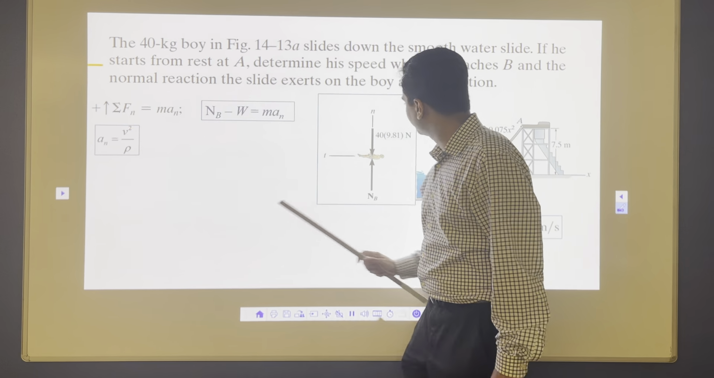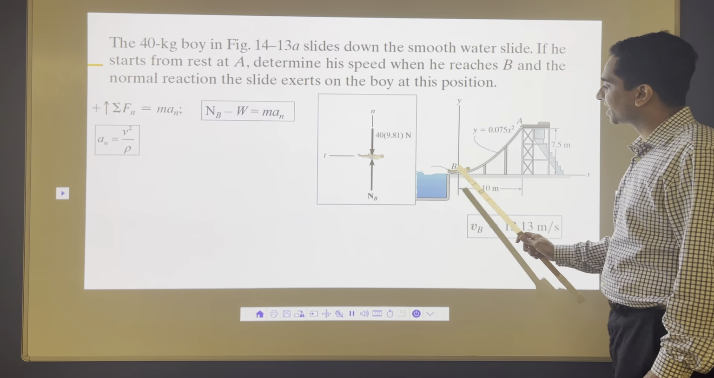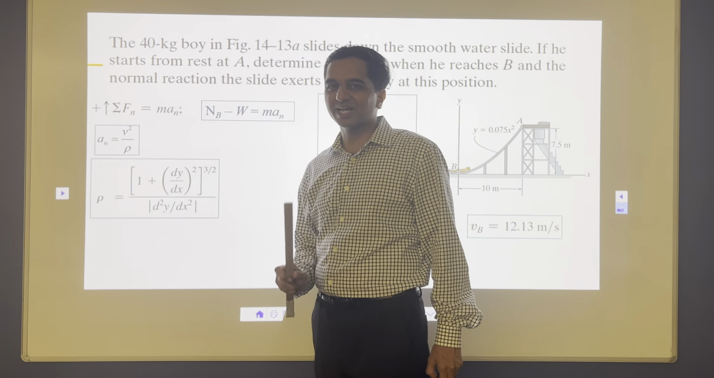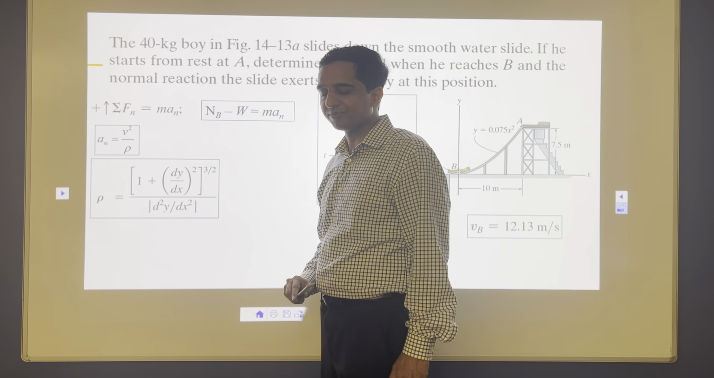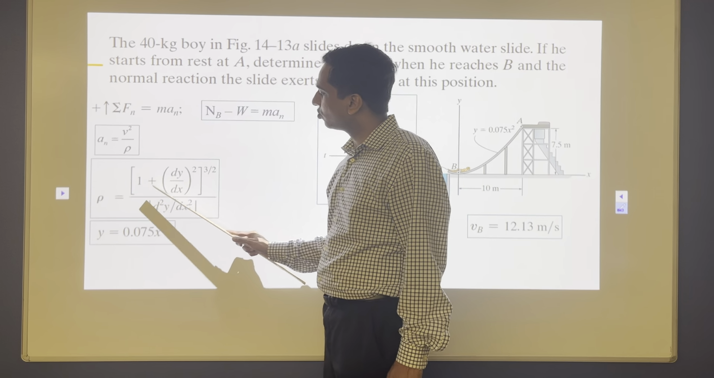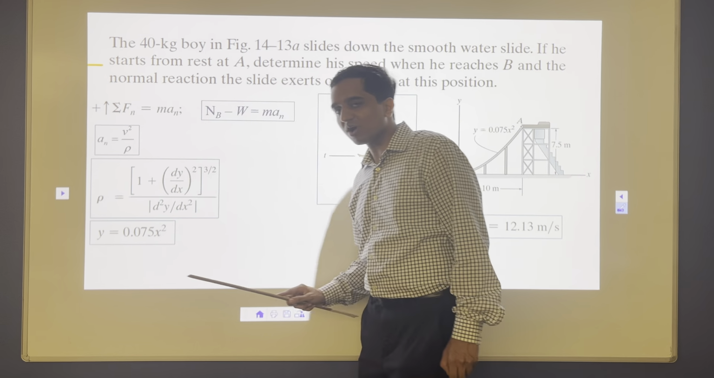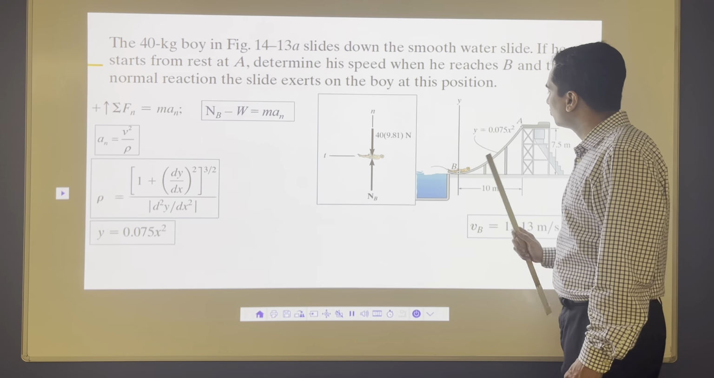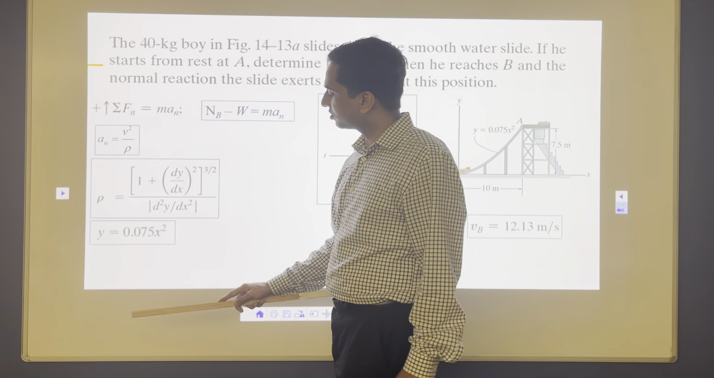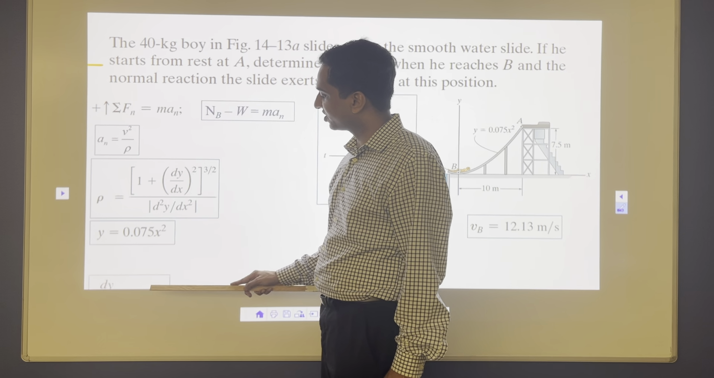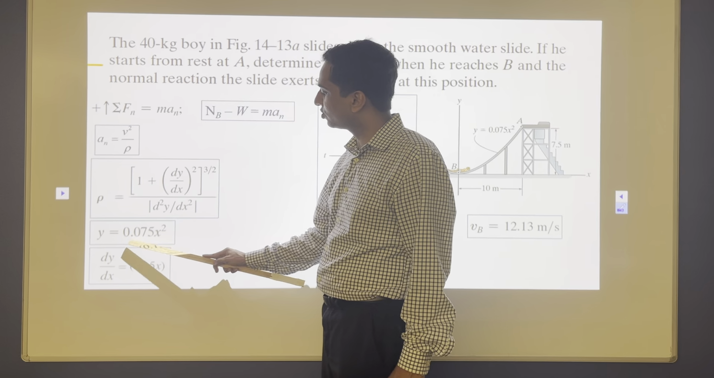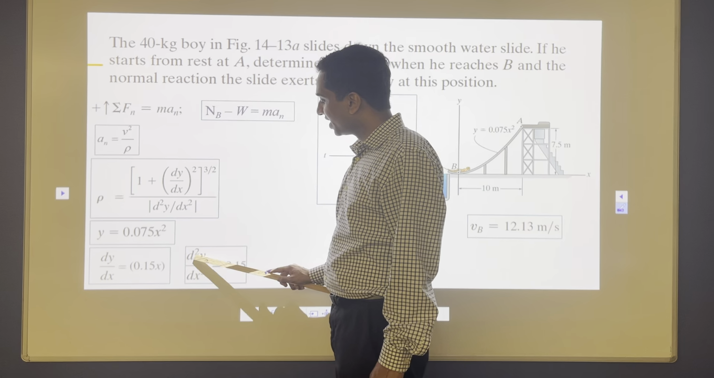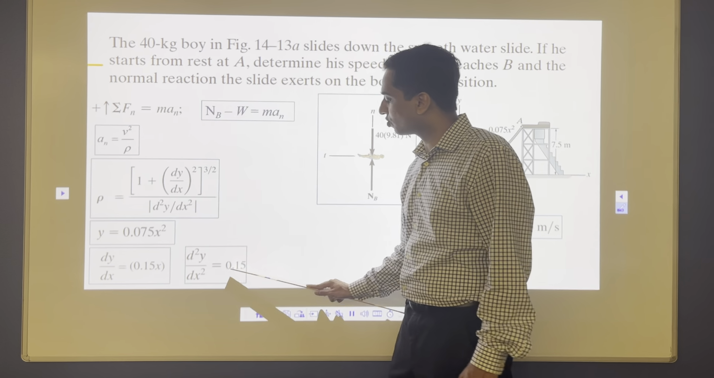We have velocity which is 12.13 meters per second. Velocity we know. To calculate rho, we are going to use this formula that we used in chapter 12 and chapter 13. To calculate this rho, I need the single derivative and then the double derivative of this slope. So the single derivative for this slope, 0.075 x squared, is nothing but 0.15 x, that's 2 times x. That's the single derivative. And the double derivative of this one is simply 0.15.